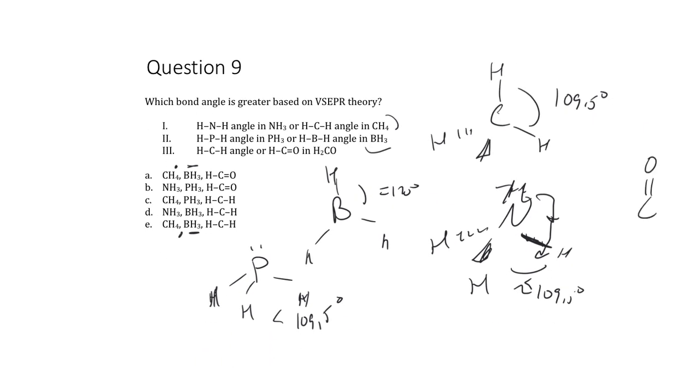So C double bond O, hydrogen, hydrogen. The double bond repels, is repelled by the single bond to a greater extent. So the single bond, there's less electrons in the single bond, so they can push closer together. So I can get this bond angle here to be a little less than 120, and this bond angle with the double bond, single bond to be a little greater than 120. So the O to the C to the H bond angle in formaldehyde is greater. So it should be answer A.